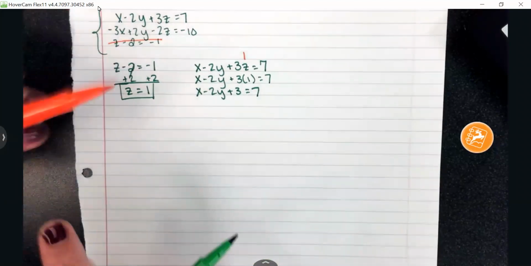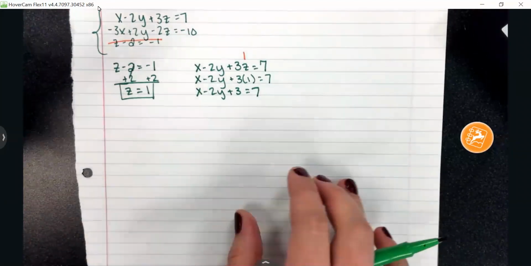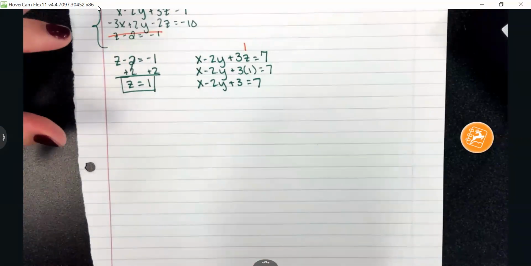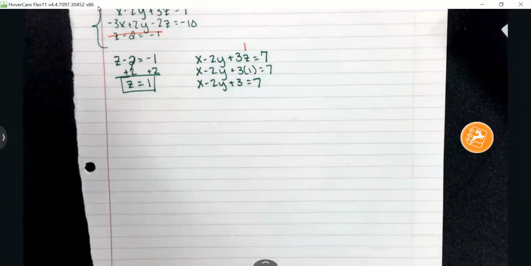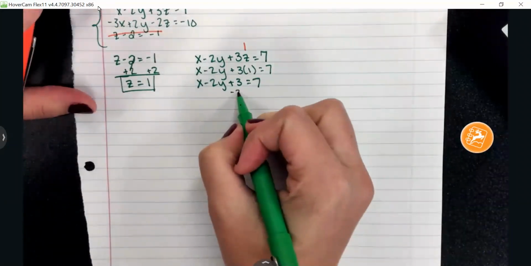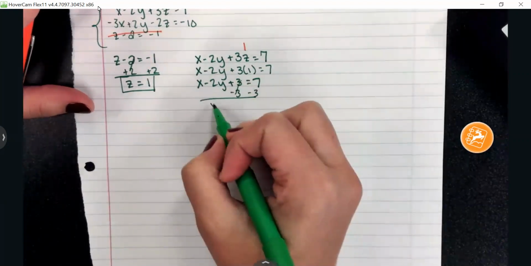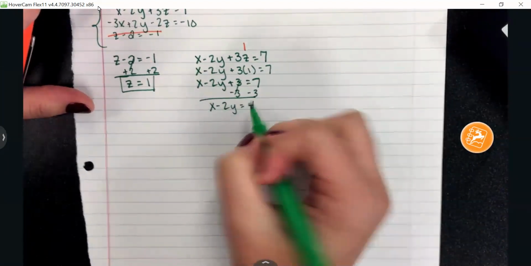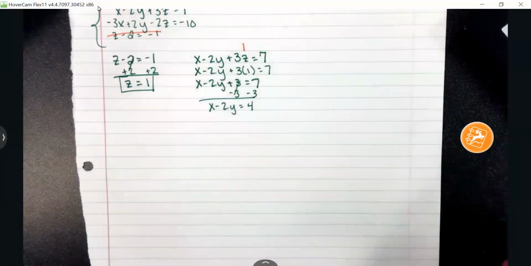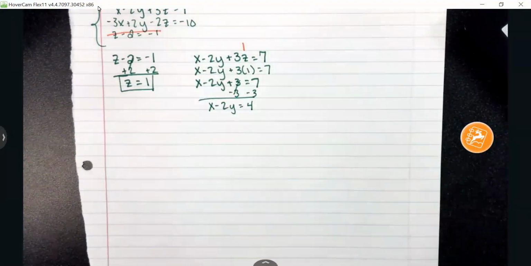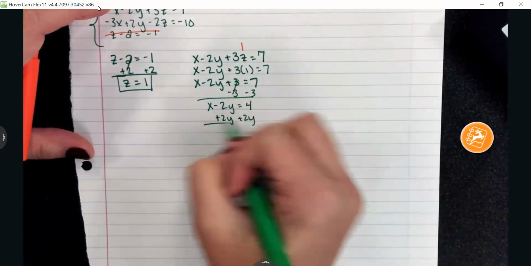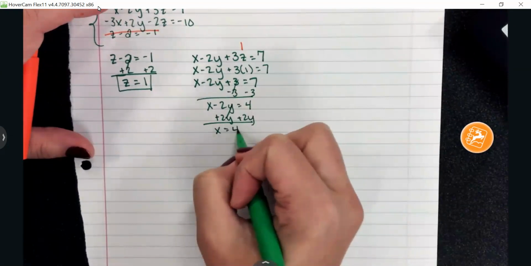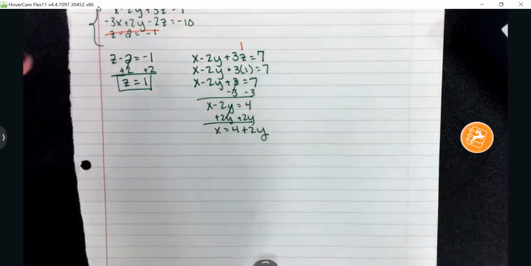Quentin, what's one thing I can move? No, Quentin. Davin, what's one thing I can move? I can move over that 3, subtract 3 from both sides. X minus 2Y equals 4. Usman, what's another thing I can move? Add 2y to both sides. I can add 2y to both sides. Very good. So X equals 4 plus 2y.